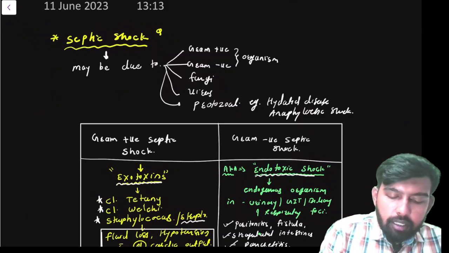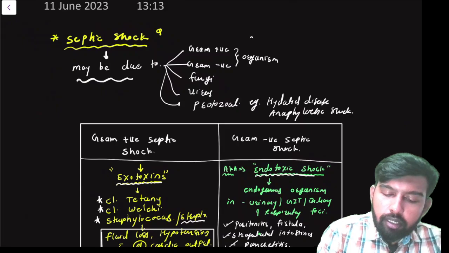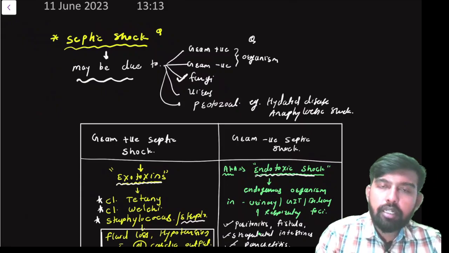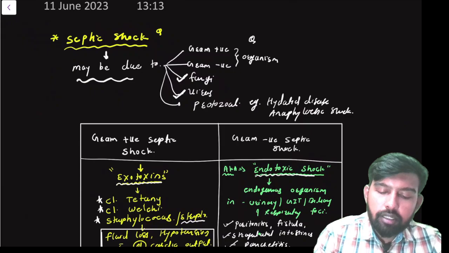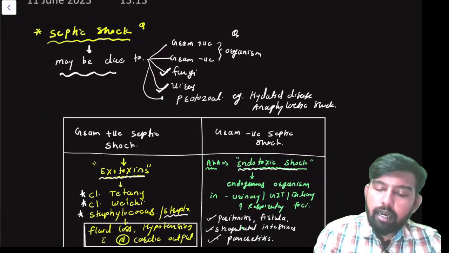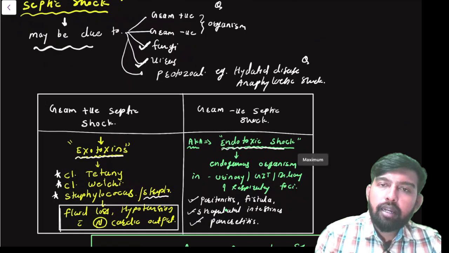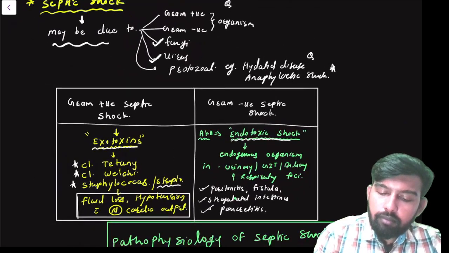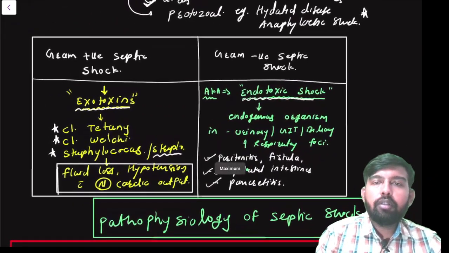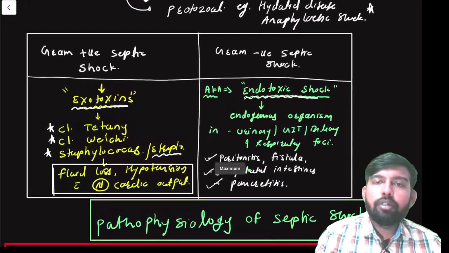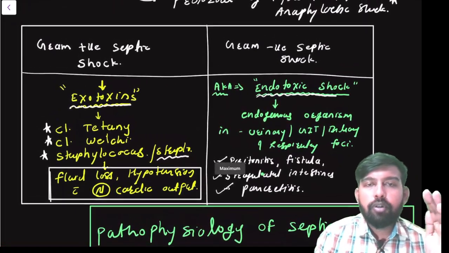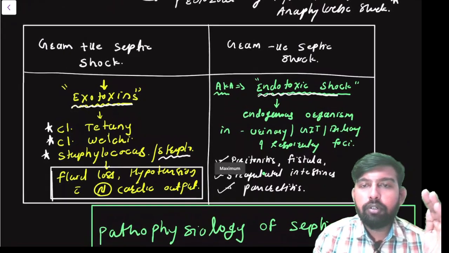The organisms can be gram positive or gram negative organisms. It could be due to fungal infection, or viral infection, or protozoal infection like hydatid disease, or an anaphylactic shock. So septic shock can be classified depending on the organisms responsible for the shock. It is classified as gram positive septic shock or gram negative septic shock.